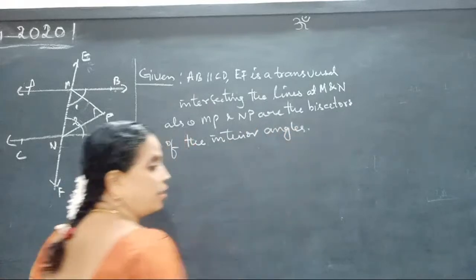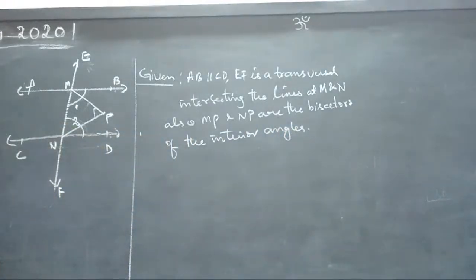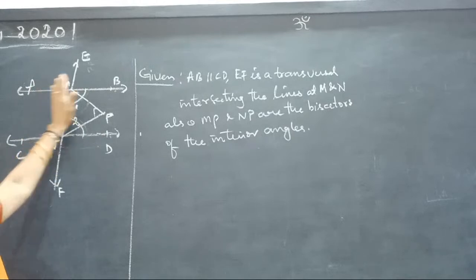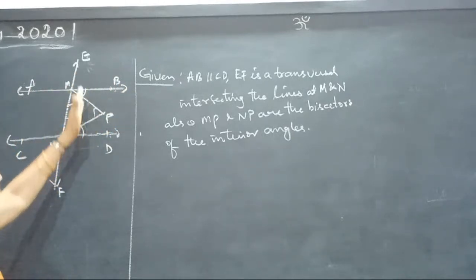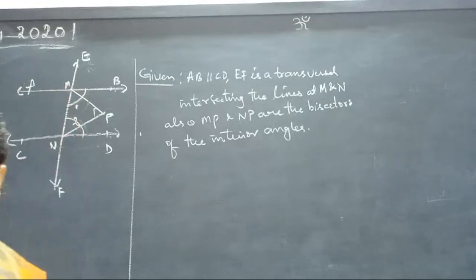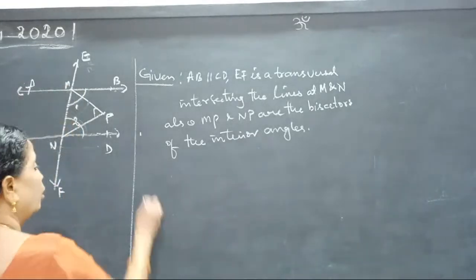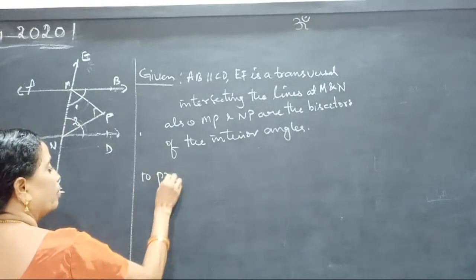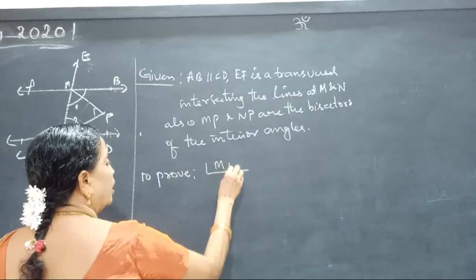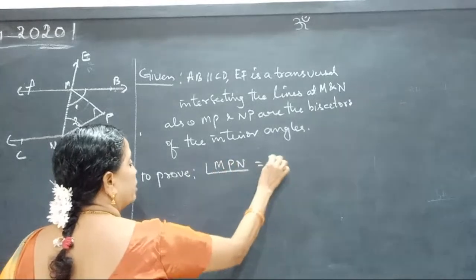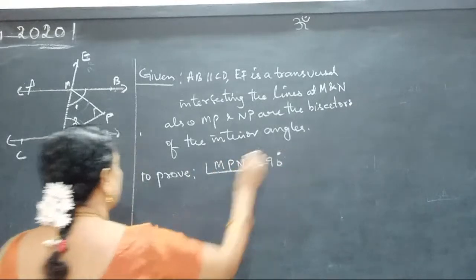So we consider the interior angles as BMN, DNM. They are the interior angles, and these two are the bisectors of the interior angles. Okay. To prove angle MPN equals 90 degree. Proof.